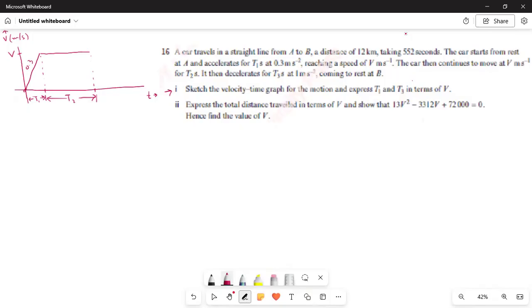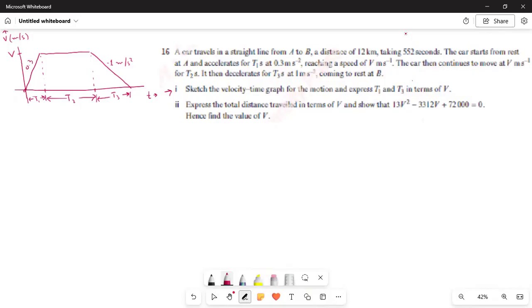It then decelerates for t3 seconds at 1 meter per second squared, coming to rest at B. Okay, then its deceleration is basically negative 1 meter per second squared, and it takes t3 seconds to come to a rest, to come to a stop. Draw a velocity-time graph for the motion and express t1 and t3 in terms of v.